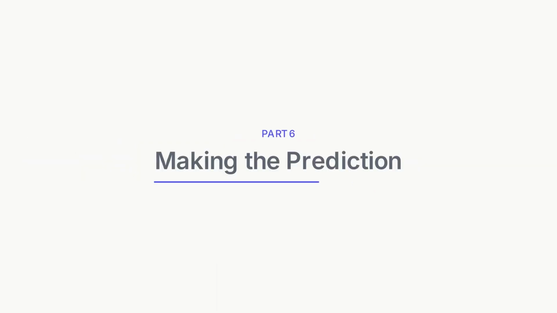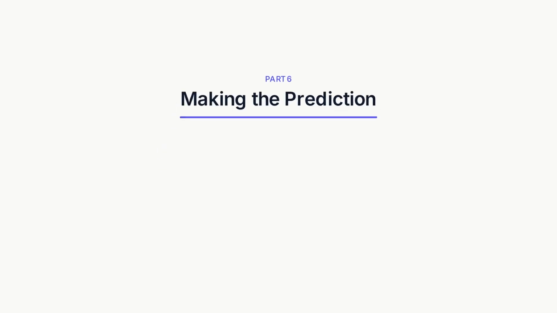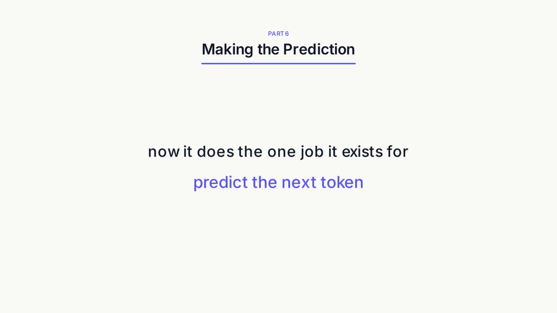Part 6, making the prediction. After the text has climbed all the way through that stack of attention layers, the model has built up a deep, context-rich understanding of everything so far. Now it has to do the one job it exists for, predict the next token.